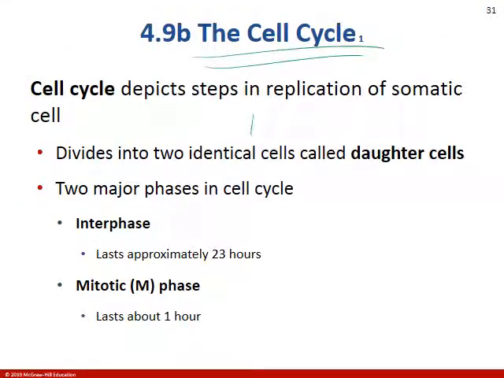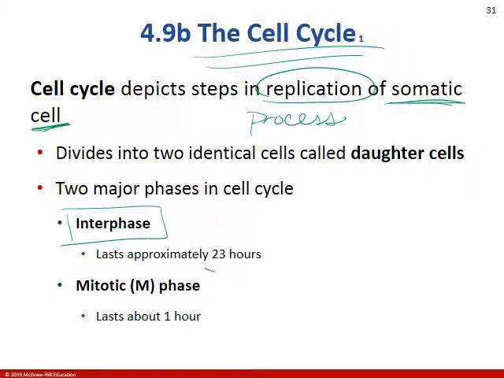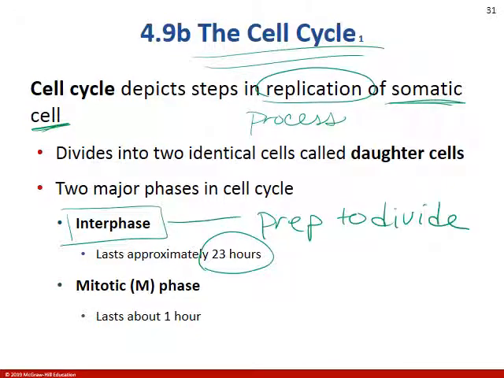The cell cycle is the name of the process that we use to describe the replication of body cells. So basically, if you have one cell and it needs to copy itself, we're doing the cell cycle. So there's interphase, which lasts the longest. It's kind of the prep phase, is what I call it. I'm basically prepping to divide. And then the mitotic phase is the actual division.